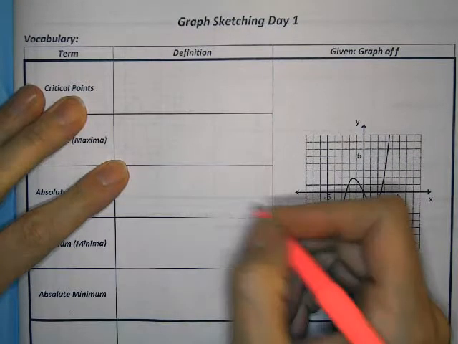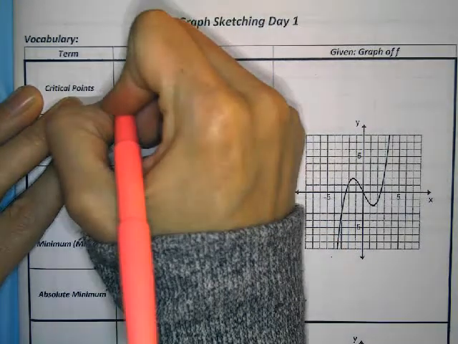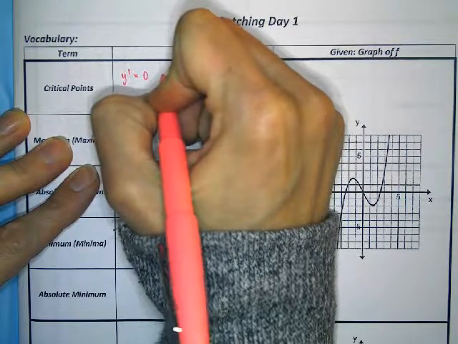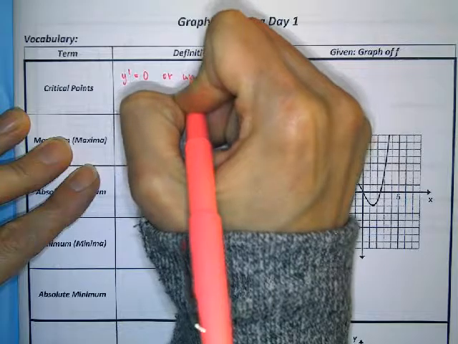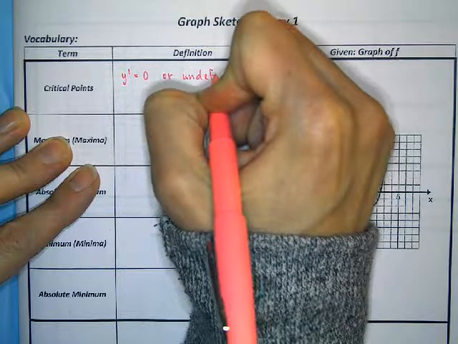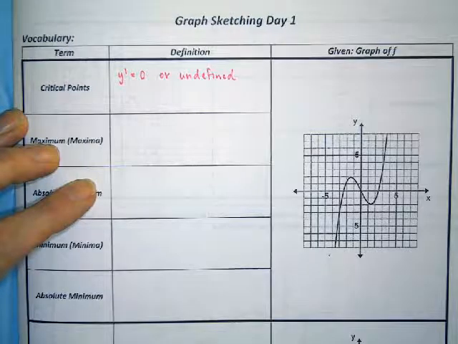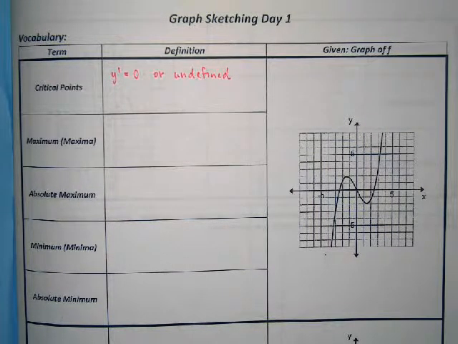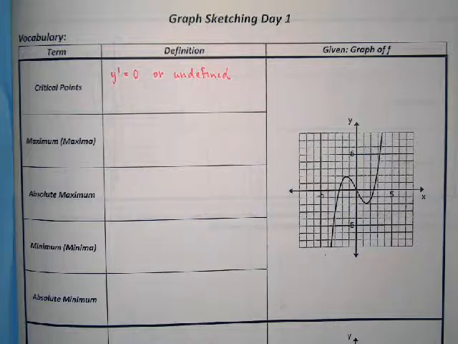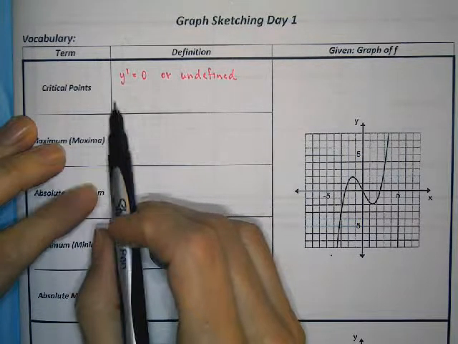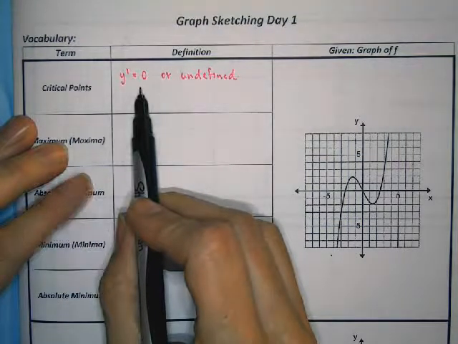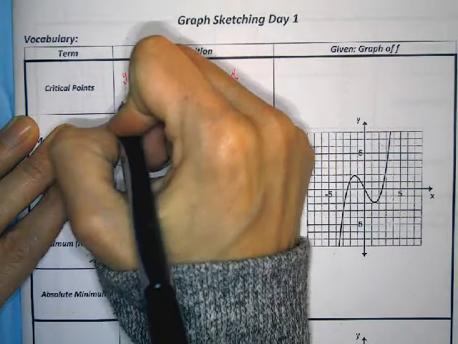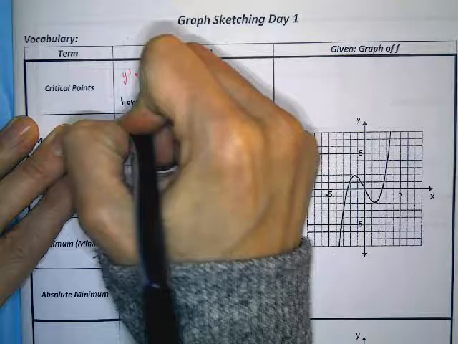Those are just points on the graph where y prime is equal to 0 or it's undefined. I'm going to write those in pink and we'll highlight those points in pink as well. Now, one thing I want to talk about here, if I'm looking at a graph, I'll know that y prime equals 0 because there's a horizontal tangent at that point.